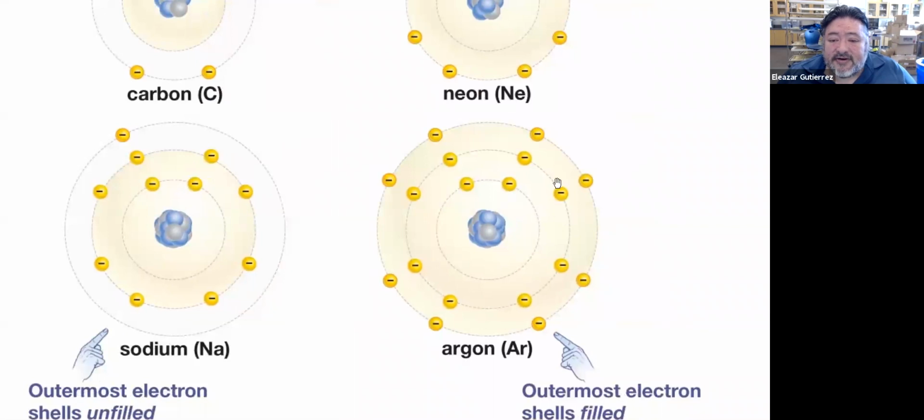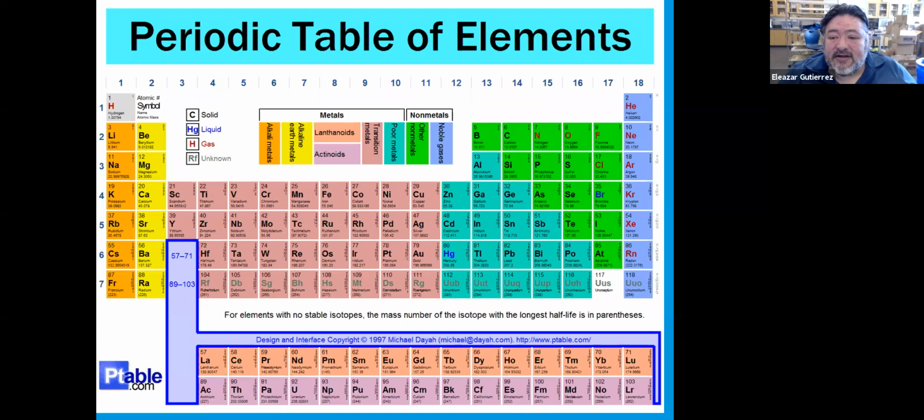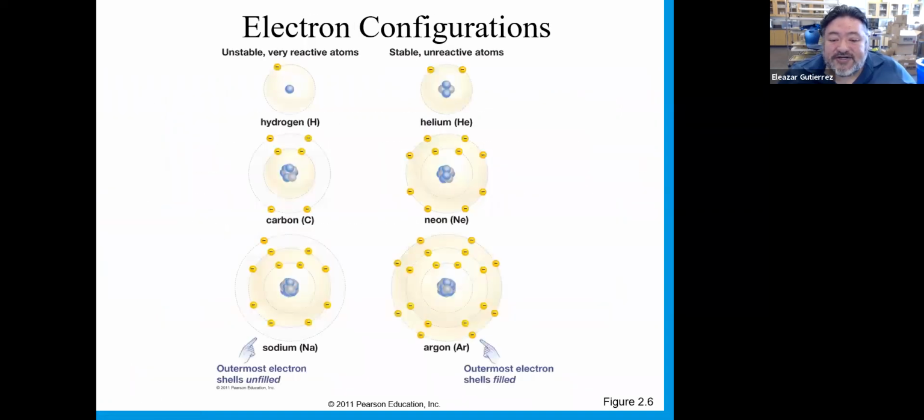Here's argon. Argon doesn't play with anybody. Why doesn't argon play with anybody? Because it is a noble gas, as all its shells are closed. See how all the shells are closed? This one has 2, and then this one has 8. And then the last one has 8.